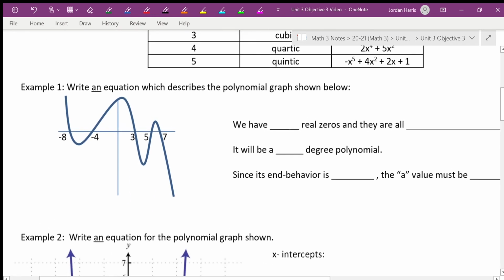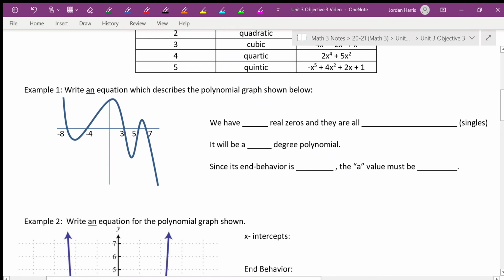Number 1, it says write an equation. So there's going to be write an equation, and then sometimes it'll be write the equation. The equation means you have specific values, and you have to use those specific values to answer the question. Write an equation means we're just going to have the x-intercepts, and that's it. So we're going to match what we know, but we're not going to have all the information. As long as you match all the information we have, you're good.